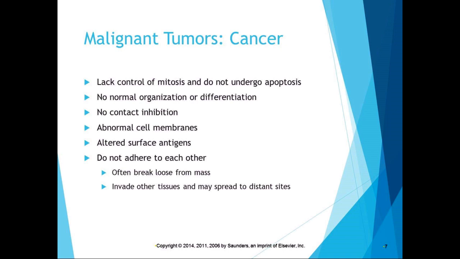There's no normal organization or differentiation of the cells. There's no contact inhibition. In other words, it infiltrates other cells. It doesn't say, oh, I'm not supposed to go there. It just has no control of that. Abnormal cell membranes, altered surface antigens, and a lot of times the cells don't adhere to each other and they break loose from the mass. They might invade other tissues and spread to distant sites.